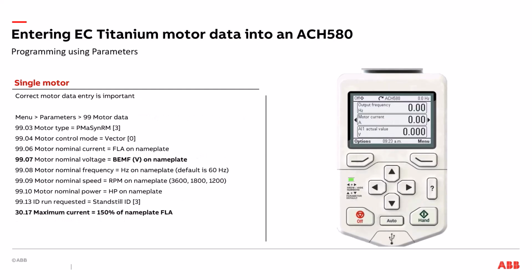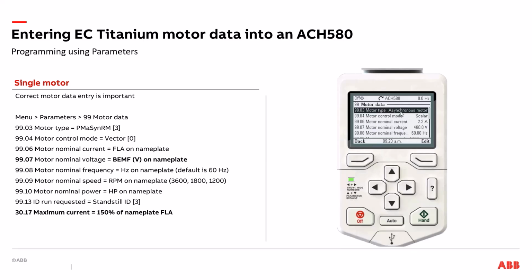Now let's program the motor data into the drive using the parameters menu. So we're first going to select menu, and we're going to navigate to parameters and complete list. Now most of the motor data is going to get entered into group 99 motor data.